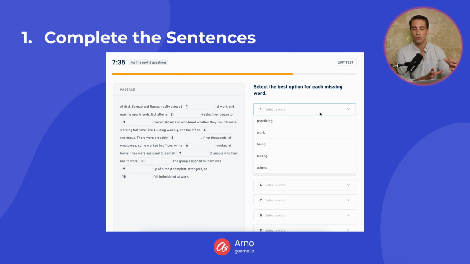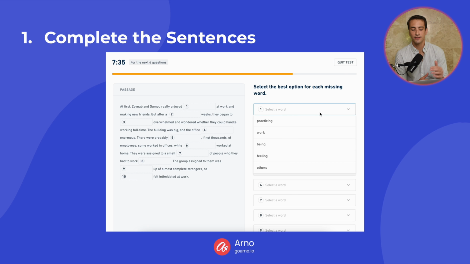So there were a lot of missing words there. Of course, you don't understand the entire passage, but that's not the goal of reading it all. The goal is to get the context. So what is this passage about? Well, this passage is about the experience of working a new job from two people named Zainab and Omu. So we generally know that this passage is about work, working in an office, working with other people, those types of things. That context helps us to figure out what words are missing.